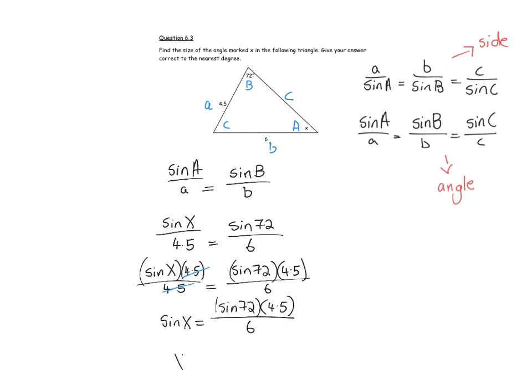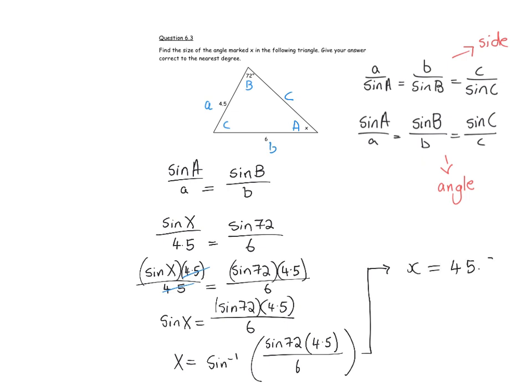Finally then, we need to get the x by itself, so we're going to get the sine inverse of the right hand side, which is the sine of 72 times 4.5 all over 6. When we type that into our calculator, we're going to get that x is equal to 45.503, and it wants it correct to the nearest degree, so it's going to be x is equal to 46 degrees. That's this question finished then. All they wanted us to do was find the angle marked x. We've done that using the sine rule, so we're completely finished.